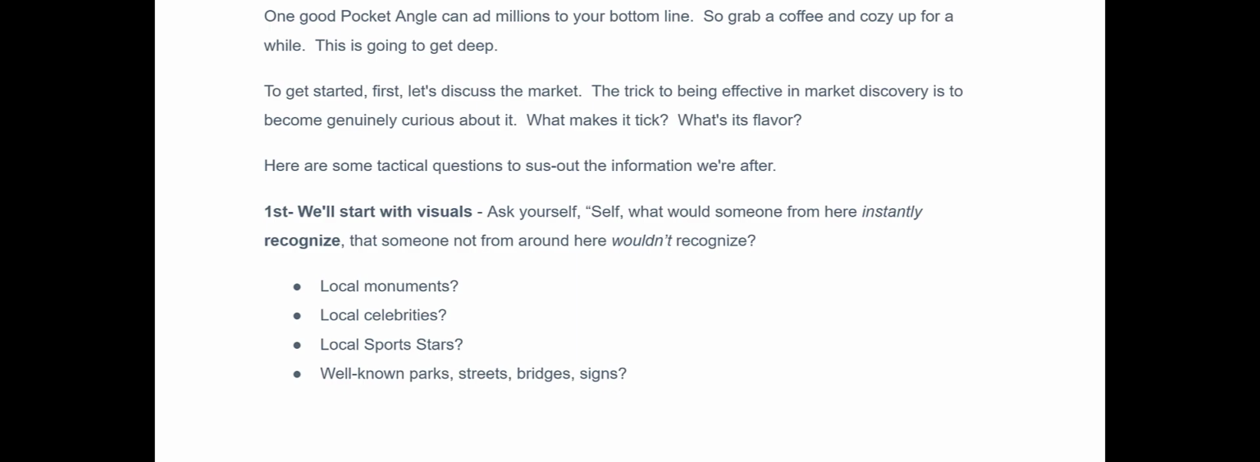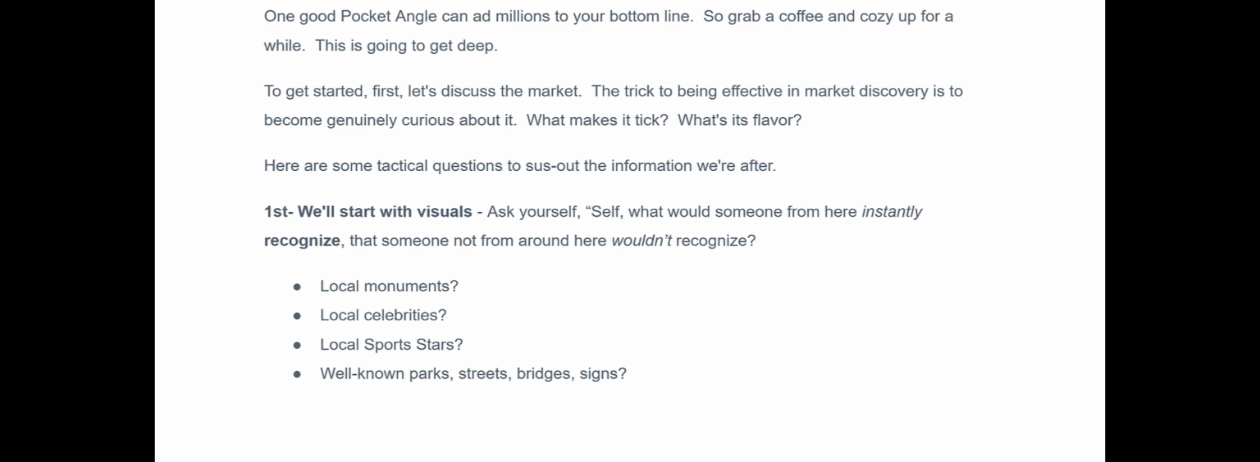Are there local celebrities, sports stars, well-known parks, streets, bridges, or signs? If there are things that exist in your market that someone would say, hey, that's me, that's where I'm from, bingo, that is pocket angle potential, okay? So you want to make a list of those things. And ultimately, you want to go to those places, if possible, and create your own images, create your own videos, like stand in front of these things and make your creative happen, okay?